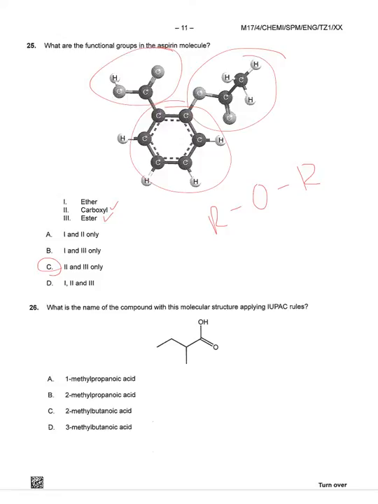Number 26, this is the ultimate shorthand way to draw a structure. What's the name of the compound with this molecular structure? You're applying the IUPAC rules. Well, I see that there's 1, 2, 3, and 4 carbons in my straight chain, and then I have another carbon, a methyl group, hanging off of here. And because the carboxylic acid group, the carboxyl group, is always considered to be the end or the caboose, that would make this 3-methylbutanoic acid.